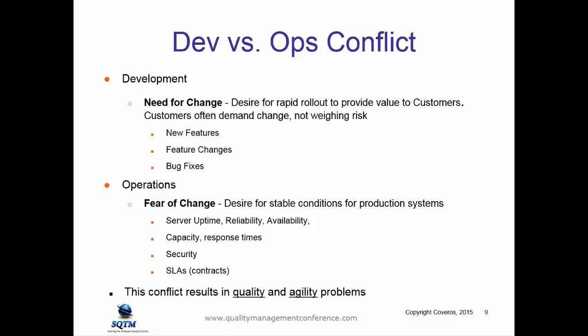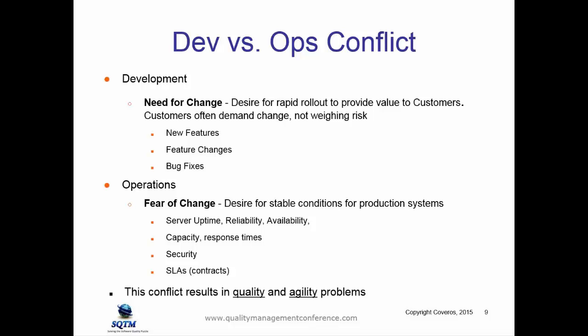On the operational side of things, it's exactly the opposite. In operations, we want to make sure we have a stable production system. It's reliable, it's available, it's secure, it gives acceptable response times. If we have service level agreements, also known as SLAs, with our customers, that we meet those and aren't penalized for not meeting those. And so there's really a fear of change for very good reasons.